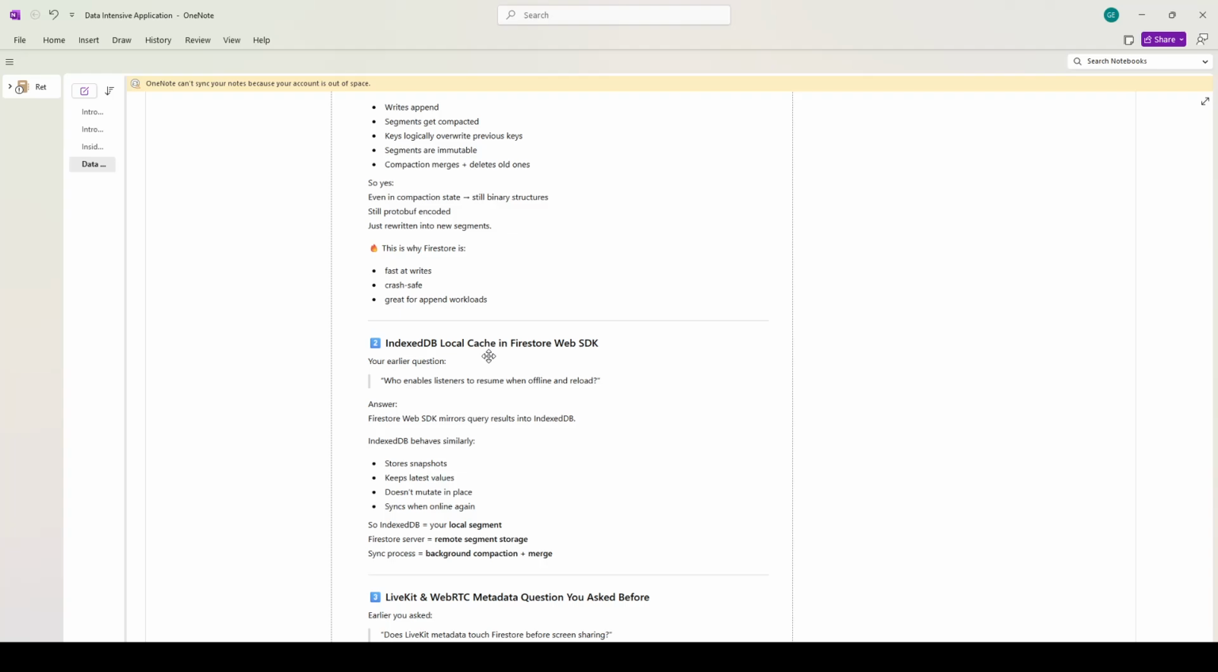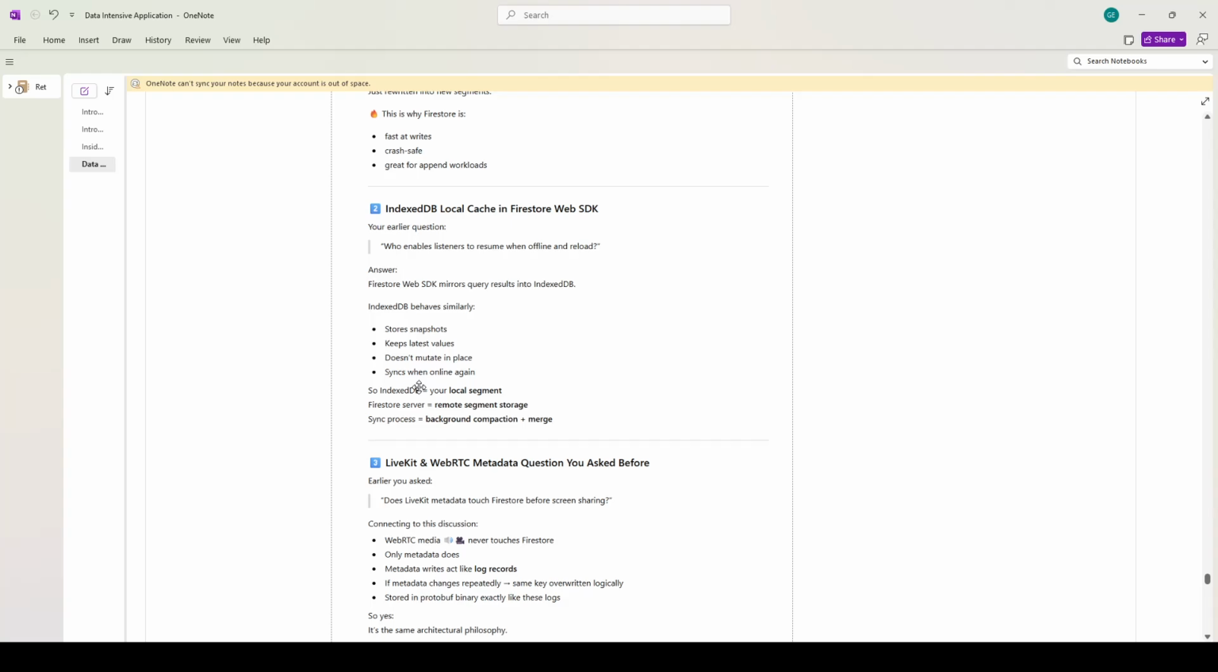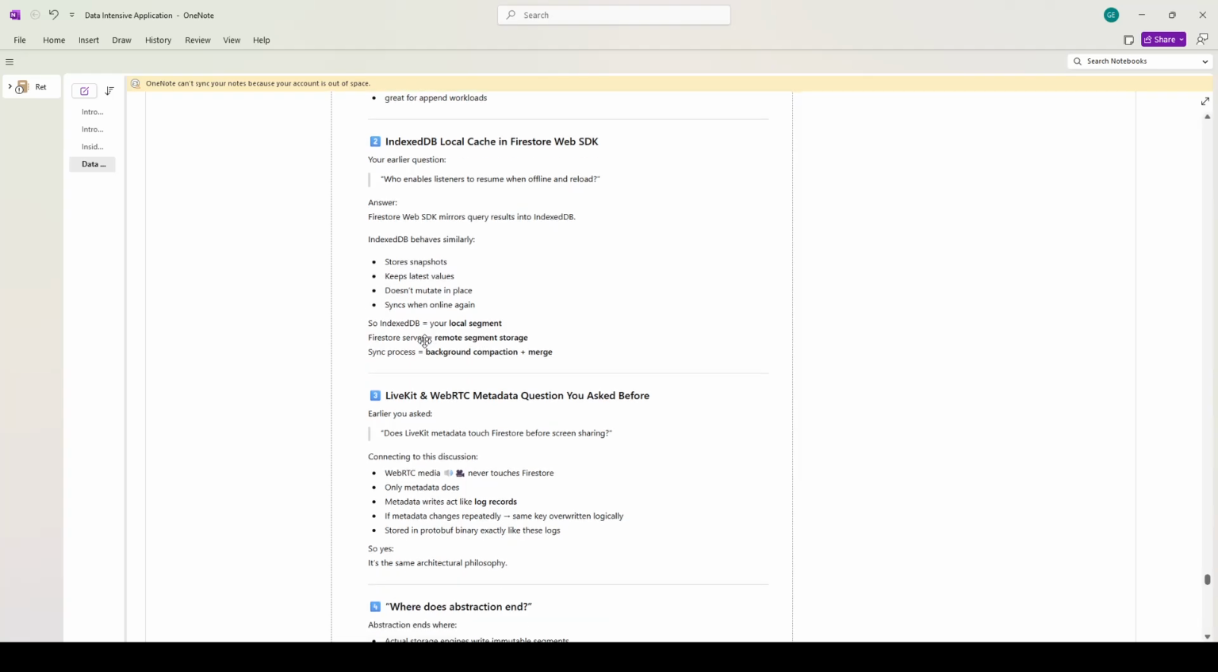IndexedDB local cache in the Firestore Web SDK. Our earlier question: who enables listeners to resume when offline and reload? Answer: the Firestore Web SDK mirrors query results into IndexedDB. So the Firestore Web SDK mirrors the query results from Firestore into IndexedDB. IndexedDB behaves similarly: it stores snapshots, keeps latest values, and doesn't mutate in place. It is only appended, and syncs when online again.